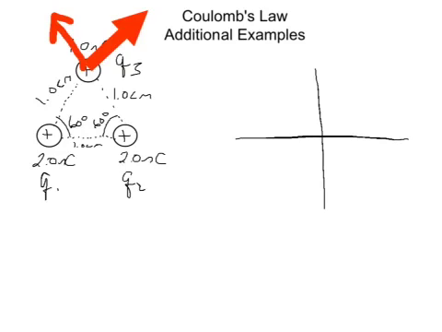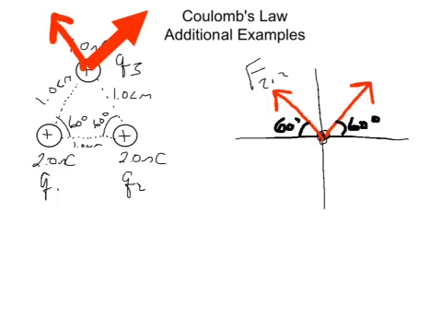So here is Q3 right here, and we're going to have two forces on it, one off in this direction and one off in this direction. We can see from our diagram that the angles here are going to be 60 degrees. Let's start figuring out what these forces are. We'll call this one force of 2 on 3, and this is force of 1 on 3.